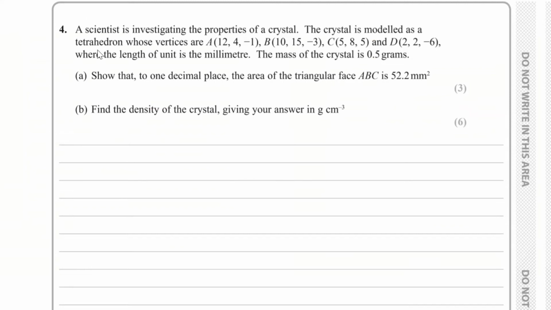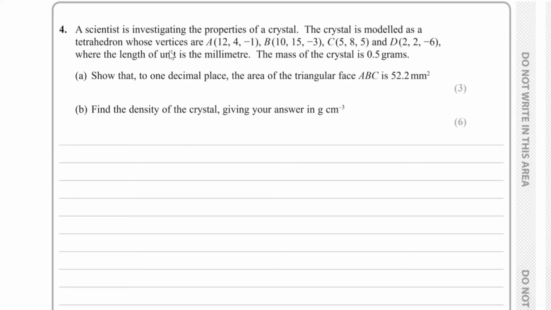Question number 4. A scientist is investigating the properties of a crystal. The crystal is modelled as a tetrahedron whose vertices are A with coordinates 12, 4, minus 1, B with coordinates 10, 15, minus 3, C with coordinates 5, 8, 5, and D with coordinates 2, 2, minus 6, where the length of unit is the millimetre. The mass of the crystal is 0.5 grams. For part A, we have to show that, to one decimal place, the area of the triangular face ABC is 52.2 millimetres squared.